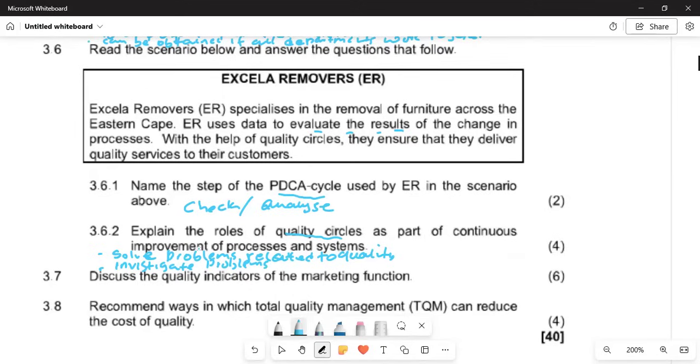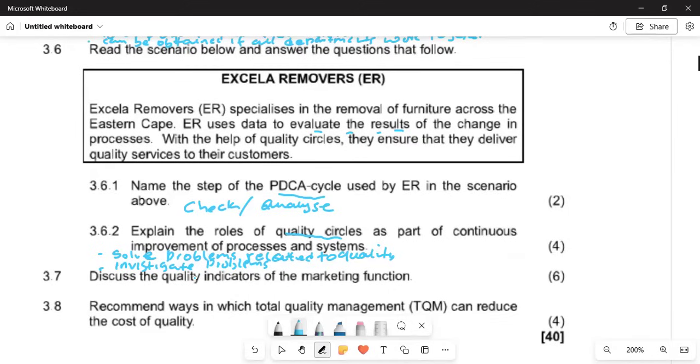They investigate problems by suggesting solutions to management. They investigate problems and then do what? Suggest solutions to management. That is the role of the quality cycle.